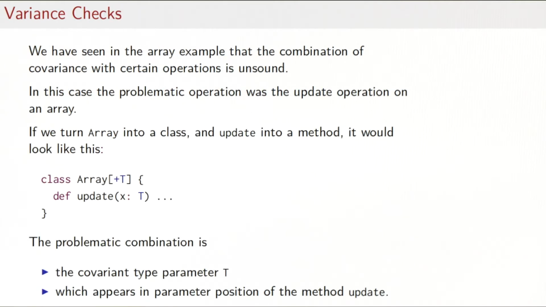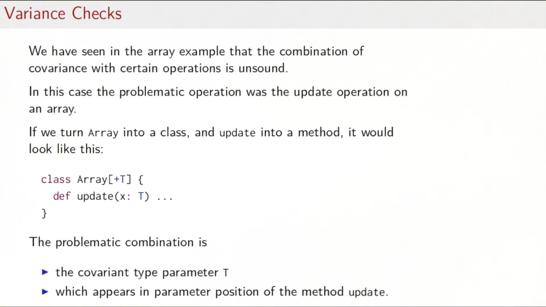Now, can we just sprinkle minuses and pluses over classes as we please to make them co- or contravariant? Well, obviously not, because otherwise we could have done the same thing with Array, make Array, for instance, covariant, and run into the same soundness problem that Java did. So there are rules for when we can annotate a type parameter with plus and with minus.